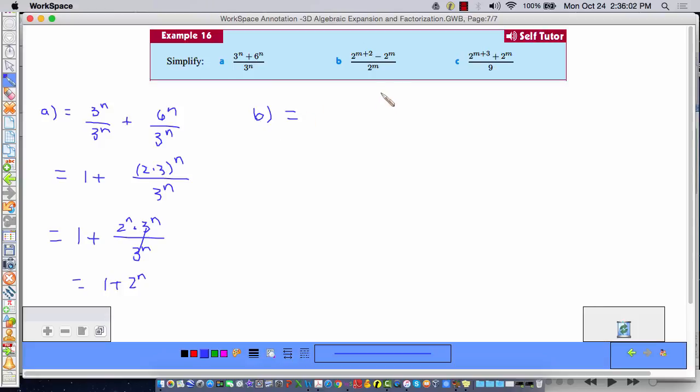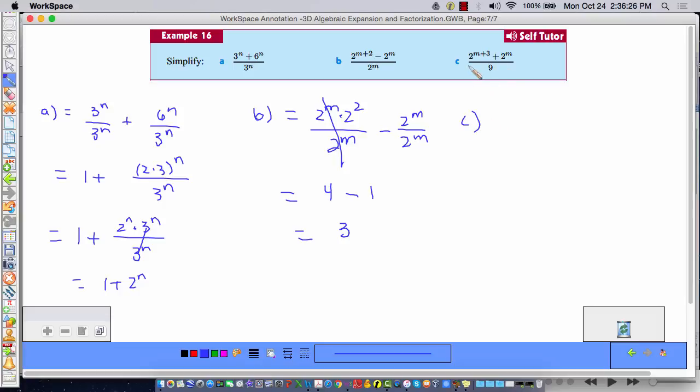For B, same idea. I'm going to rewrite as I go, though. I'm going to rewrite 2 to the m plus 2 as 2 to the m times 2 squared over 2 to the m, minus 2 to the m over 2 to the m. Bam, the 2 to the m's go away. I'm left with 2 squared, which is 4. 2 to the m over 2 to the m is 1, and this is equal to 3.